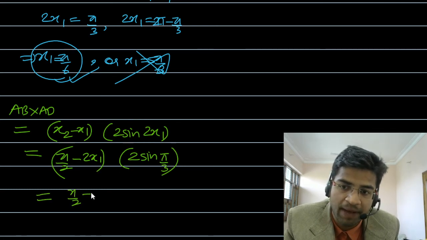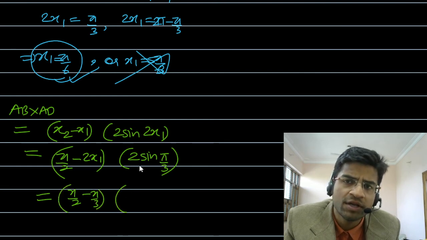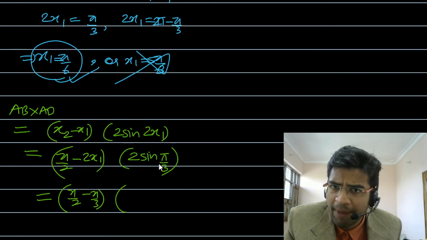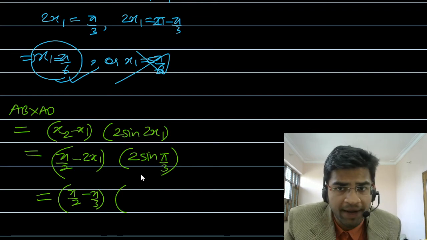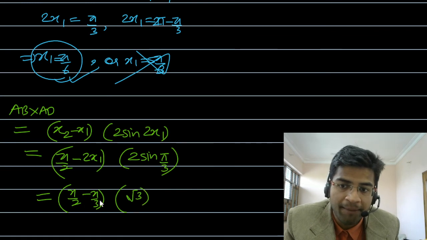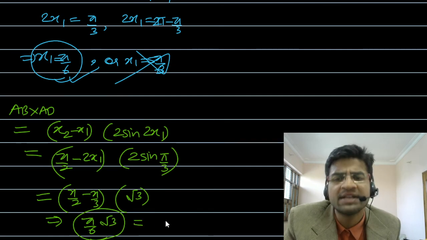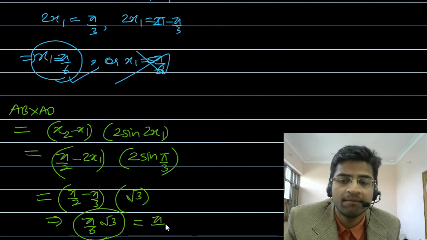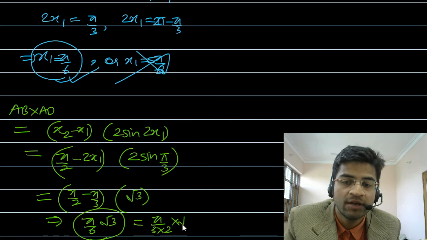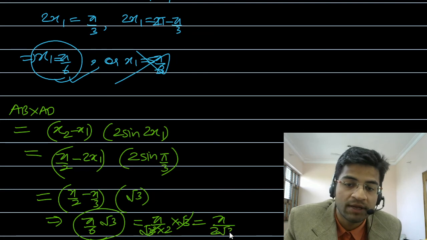Pi by 2 minus pi by 3 into 2 sine pi by 3. Sine 60 degree is root 3 by 2, so 2 into root 3 by 2 is root 3 only. Pi by 2 minus pi by 3 is pi by 6. Pi by 6 into root 3, and we can simplify it further. This root 3 will eliminate the other root 3, and the answer will be pi by 2 root 3.